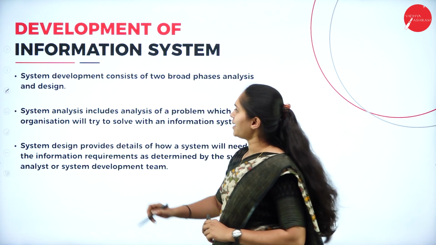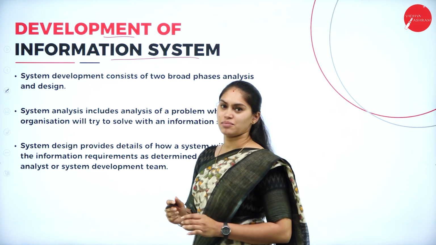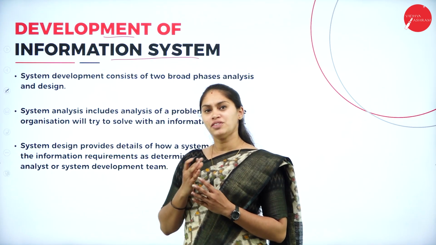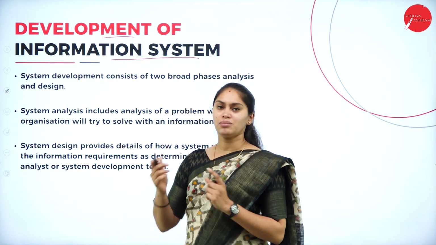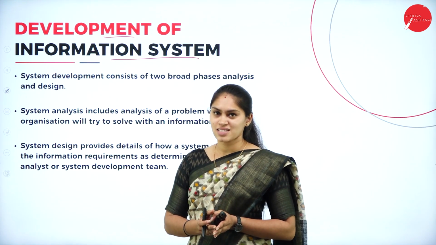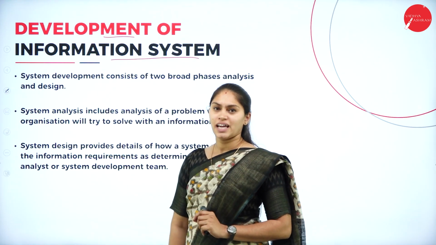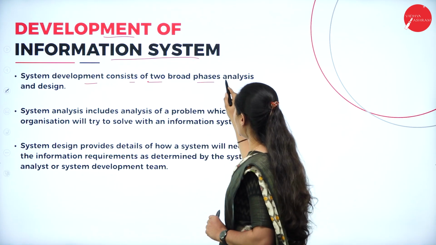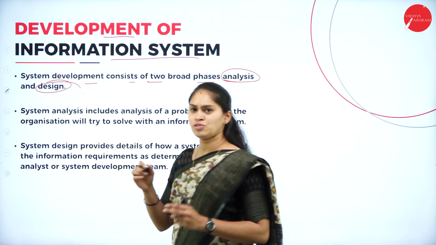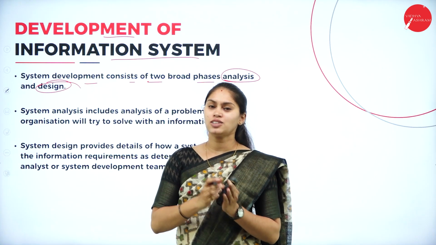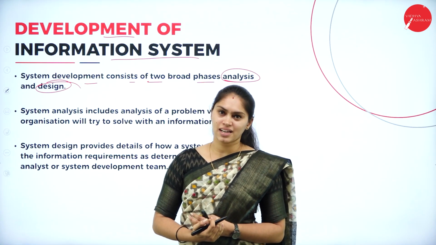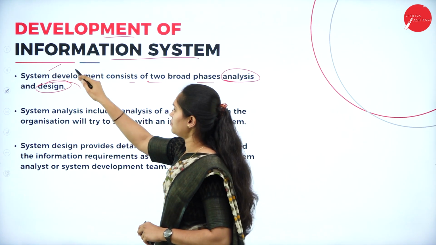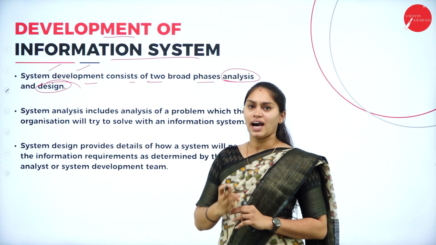We'll see the next topic, that is development of information system. Now we planned how the MIS must be, that means how the information must be. After planning that information system, it has to be developed, it has to come into existence. That is regarding the development of the information system. This system development consists of 2 broad phases, that is, analysis and design. I have to analyze the needs of my organization, then how I am going to design that, how I am going to regulate that. Those 2 phases together will be termed system development. So system development consists of analysis and design.